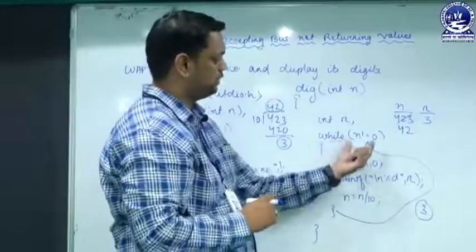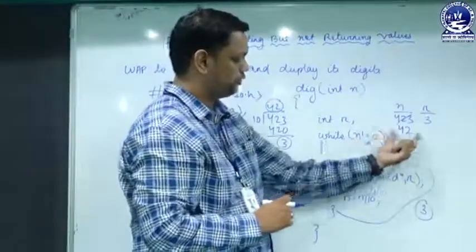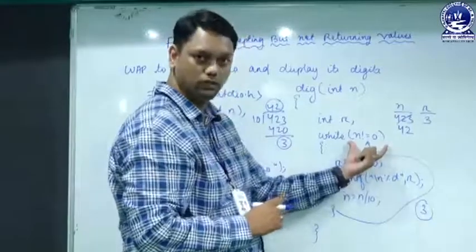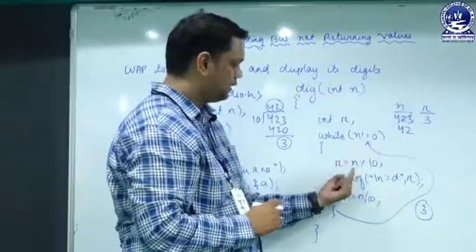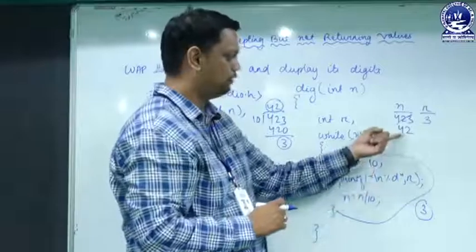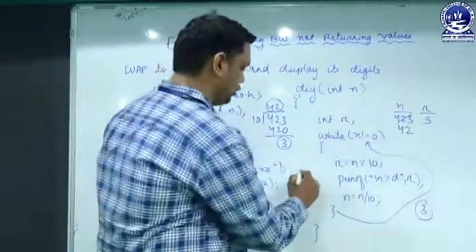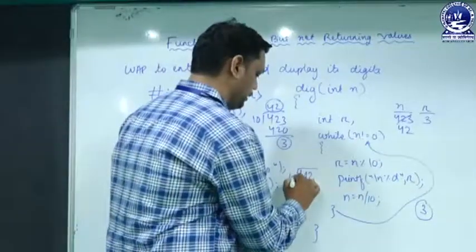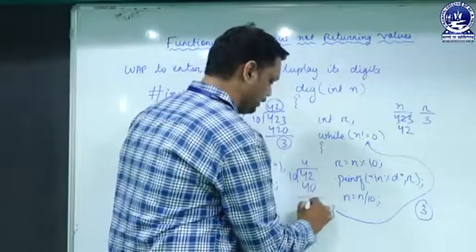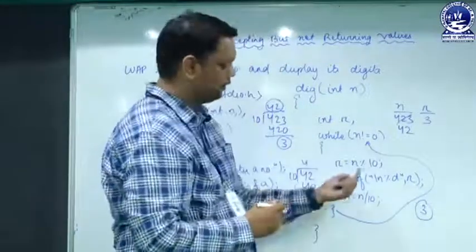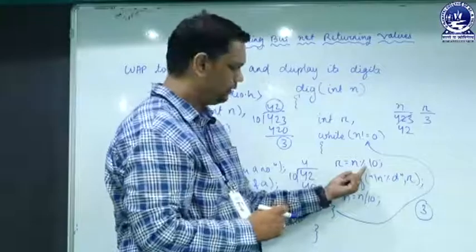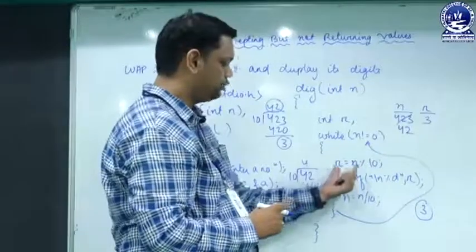That is, again it will check n is not equal to 0, 42 is not equal to 0, yes true. It will come over here. Now n will be divided by 10. So what is the value of n now? 42. So 42 will be divided by 10. Let us say 10 4s are 40 and the remainder is 2. As we are using the modulo operator over here, the remainder will be stored in r.